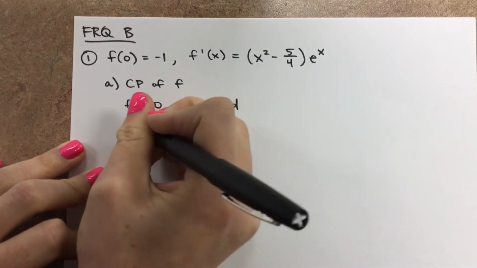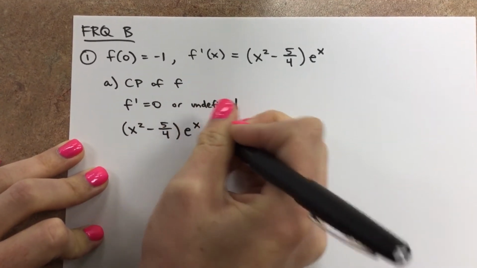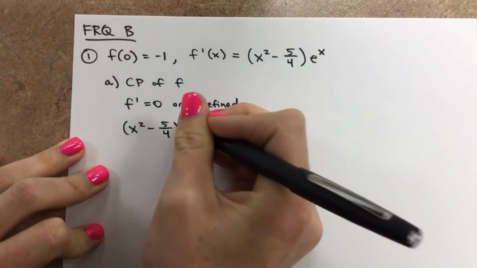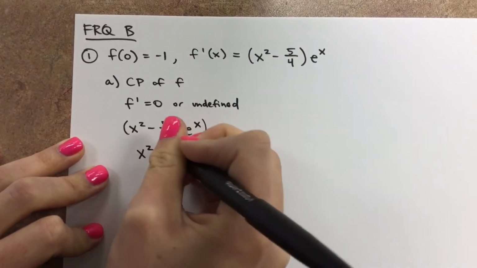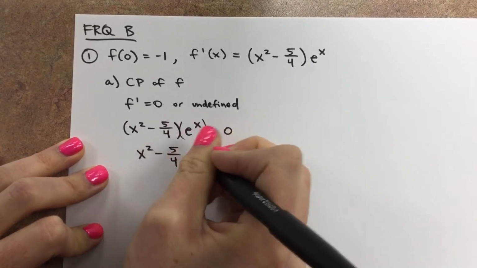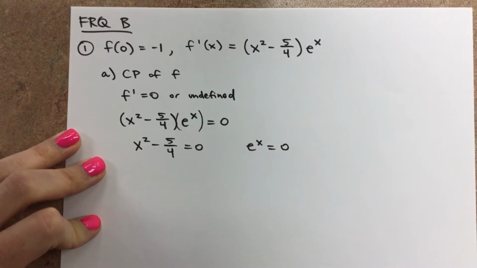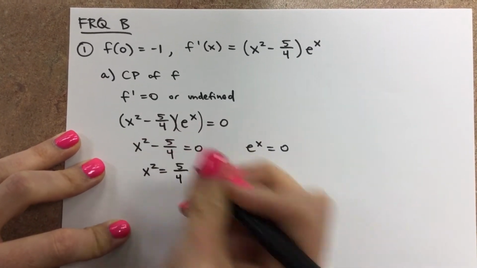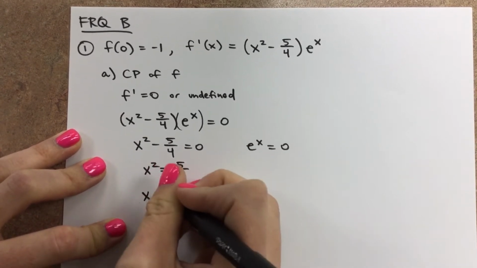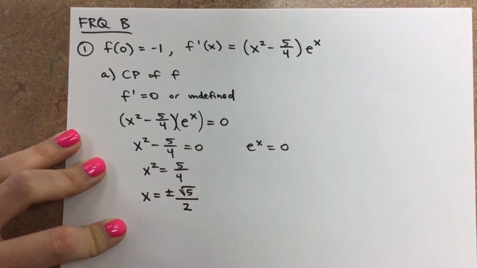So we're going to take this x squared minus 5/4 multiplied by e to the x, and set that equal to 0. This is like looking at two separate factors, so you set each one equal to 0. Set this equal to 0 first, and this equal to 0 second. We're not worried about it being undefined. Here we would add the 5/4 to both sides and take the square root. We always start with a plus or minus, and then we have root 5 divided by 2.